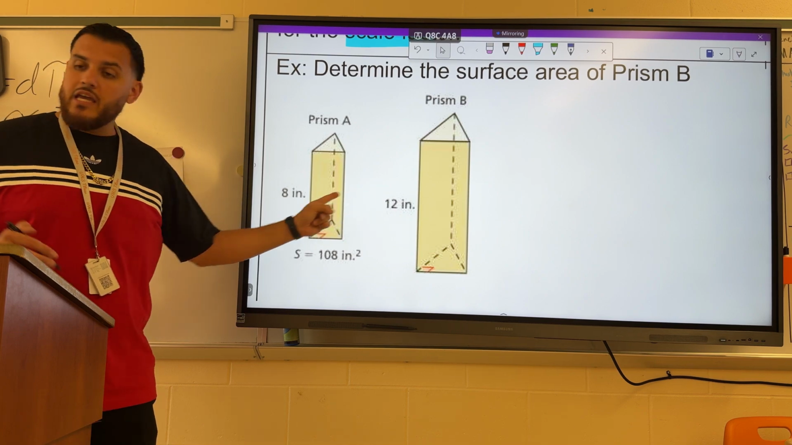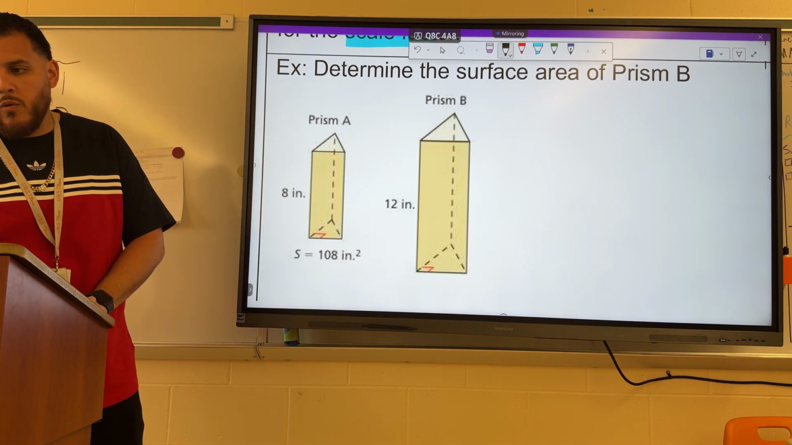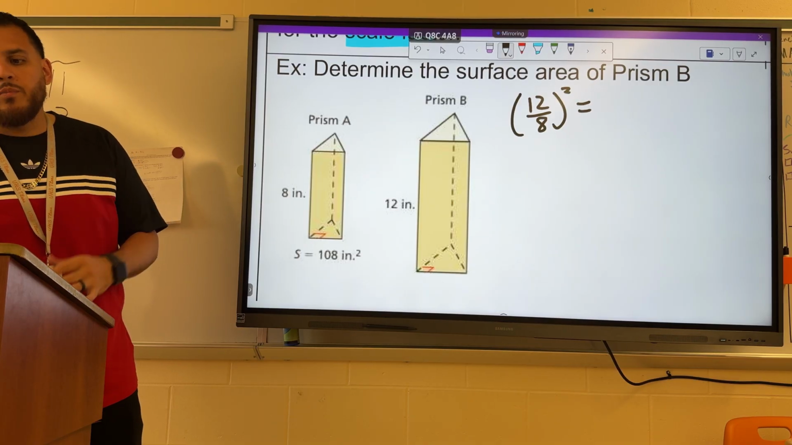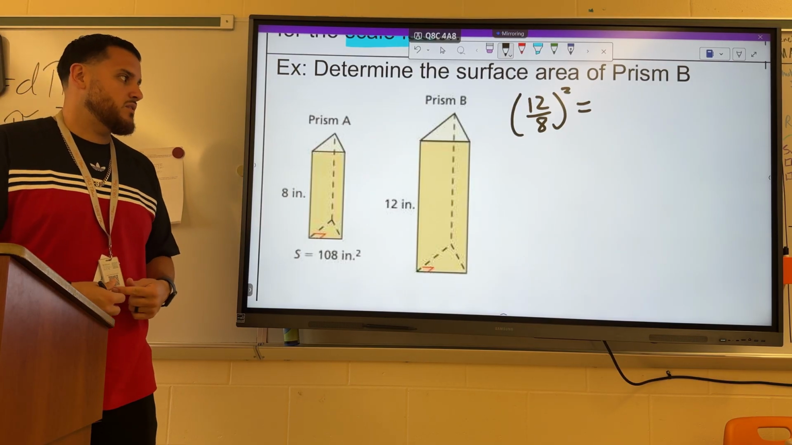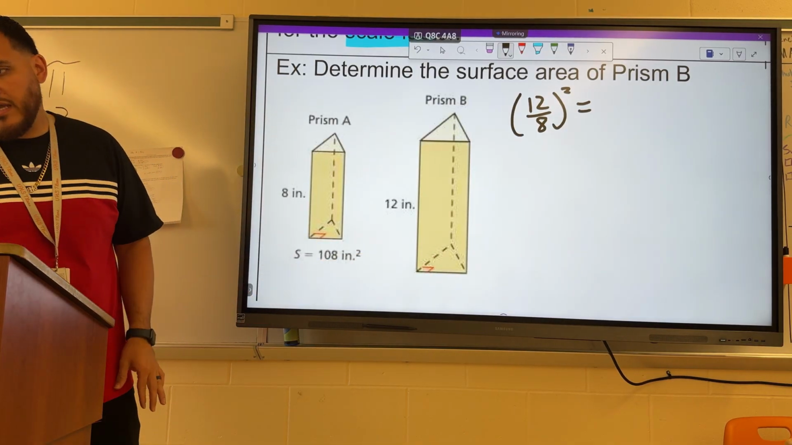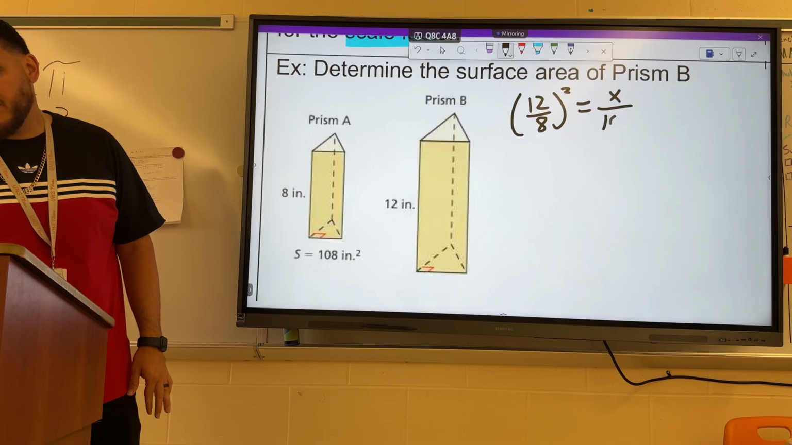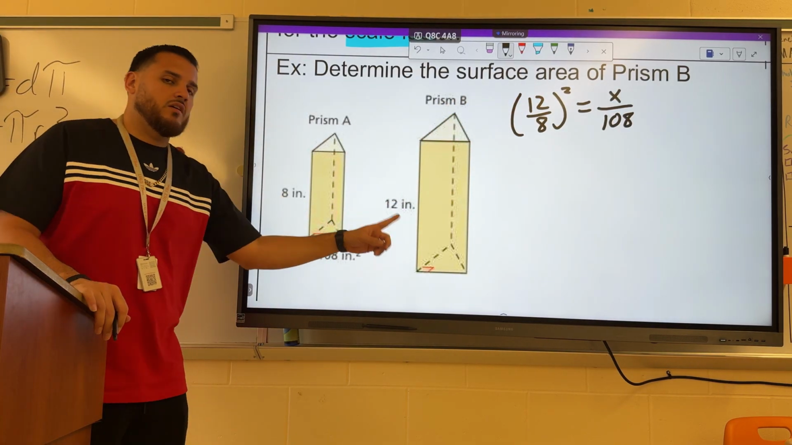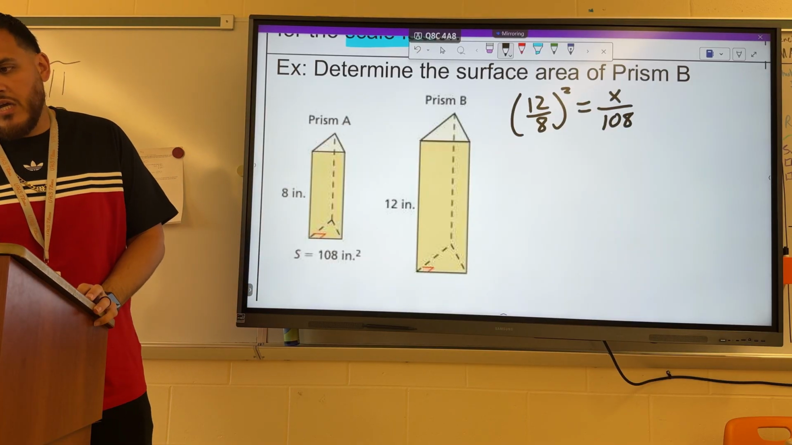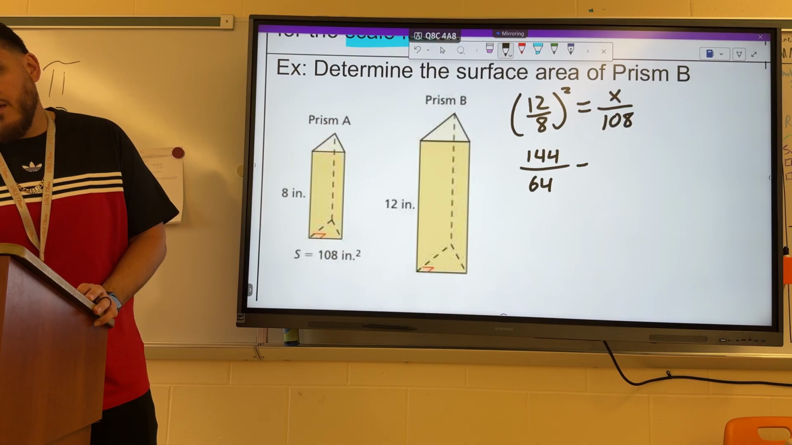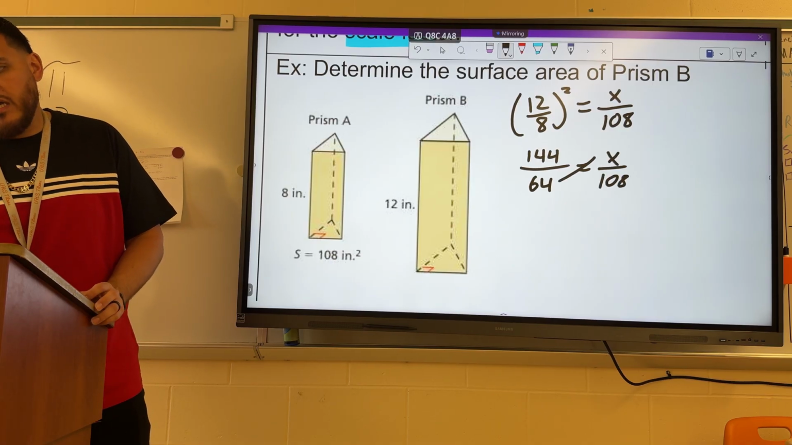Okay, B over A is 12/8, but remember that scale factor squared will be proportional to the surface areas. So if I'm doing B over A, I have an unknown over 108. So x over 108 for my surface areas will equal the square of our scale factor, these 1-dimensional measurements. So 12 squared is 144, 8 squared is 64. This will be the proportion that we're going to cross multiply and solve.